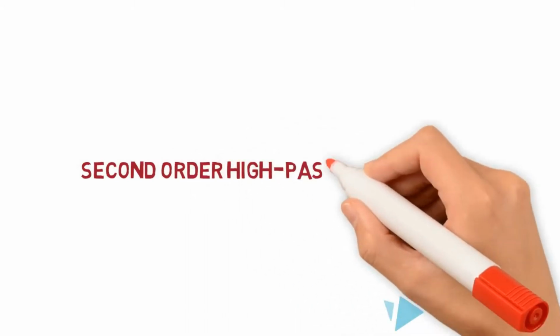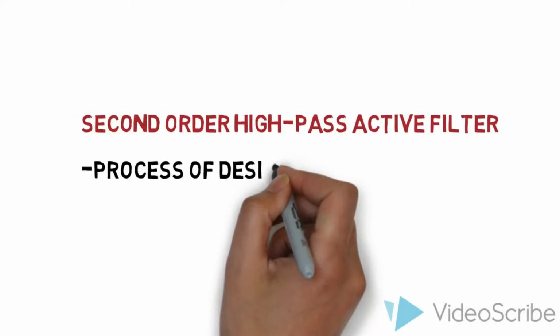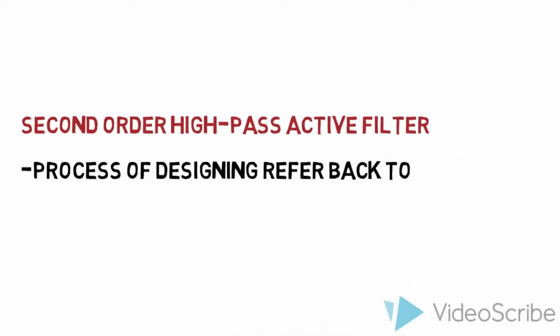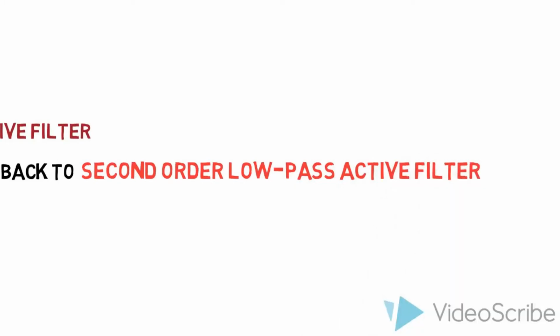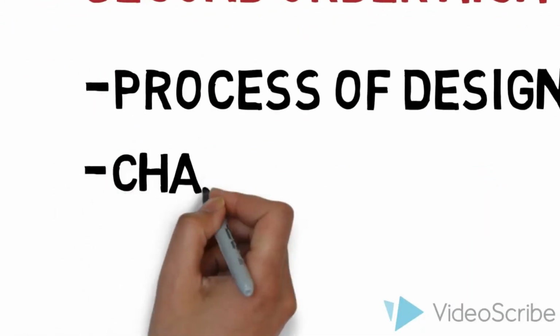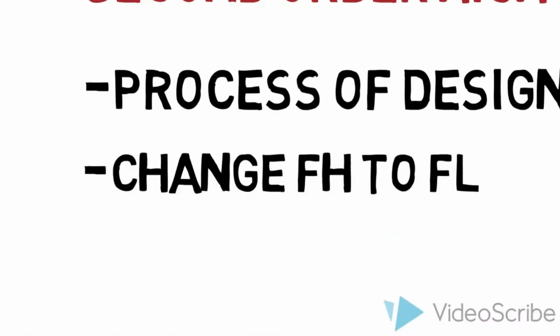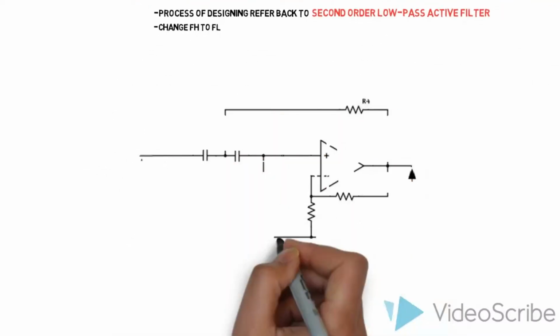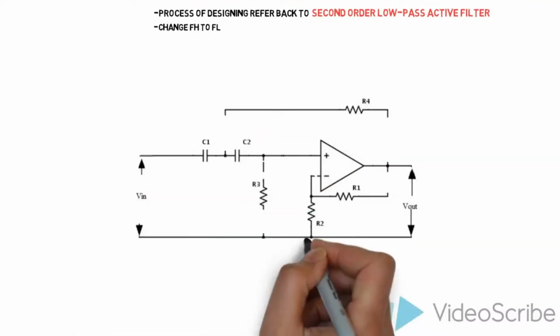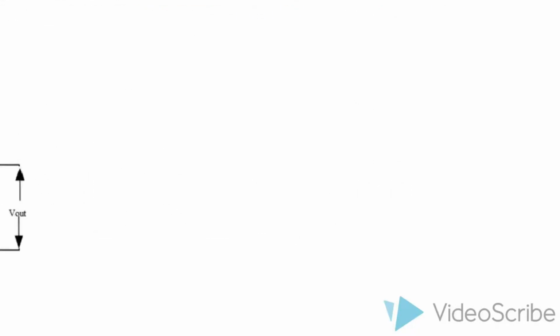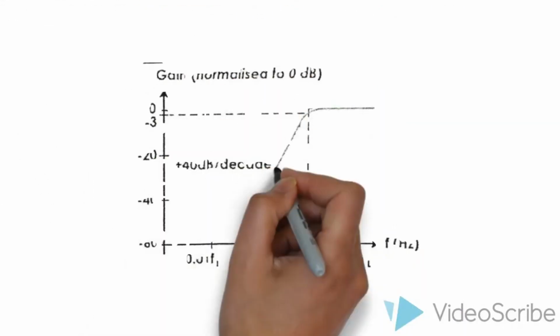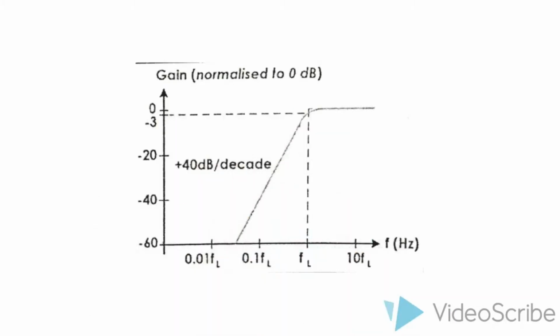For the second order high pass active filter, the process of designing, you can refer back to the second order low pass active filter, but you need to change FH to FL. This is the circuit of the second order high pass active filter. And this is the frequency response dot plot of the high pass active filter.